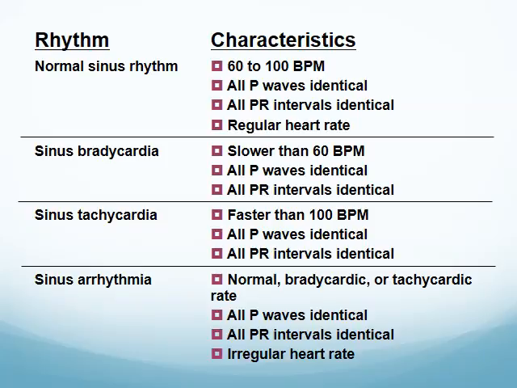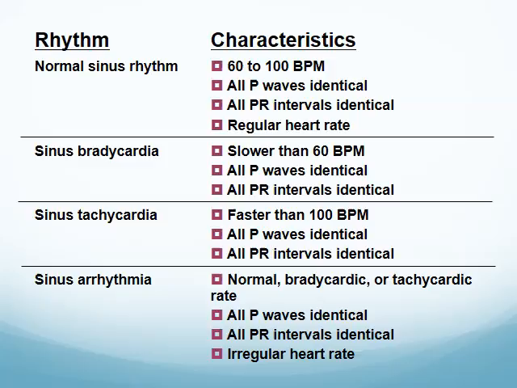So we have our normal sinus rhythm. You guys remember the classification of normal sinus rhythm. Our heartbeat of 60 to 100 beats a minute. All the P waves are identical. The PR intervals are identical, and we have a regular heart rate. When we have sinus bradycardia, we're going to have all that same thing, except the heart rate is going to be slower than 60 beats a minute. Pretty simple. Everything's the same except the heart rate. If the heart rate drops below 60 beats a minute, it's considered sinus bradycardia. Likewise, a heart rate that is faster than 100 beats a minute, we're going to call tachycardia.